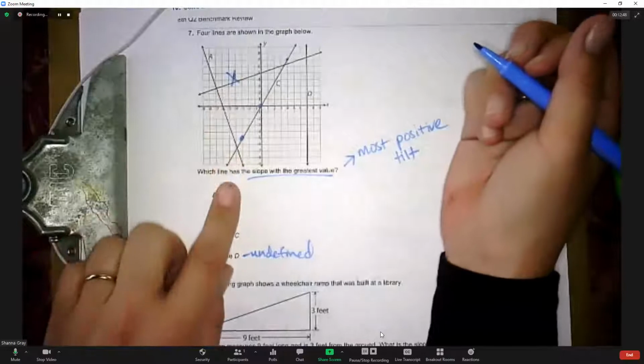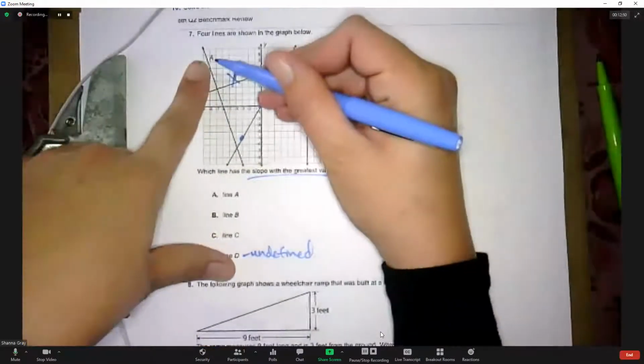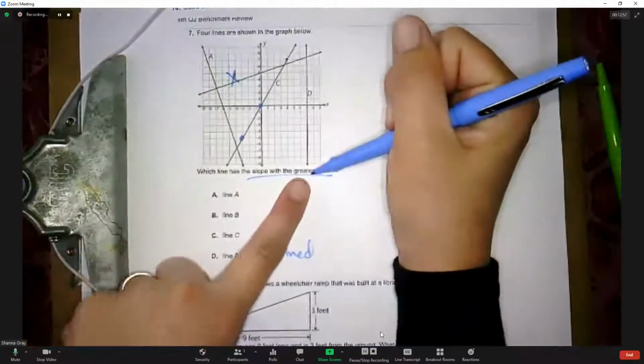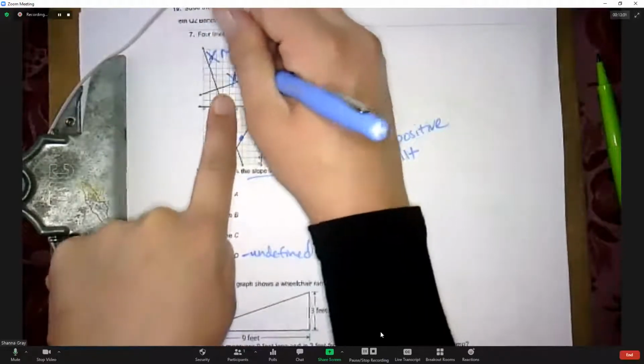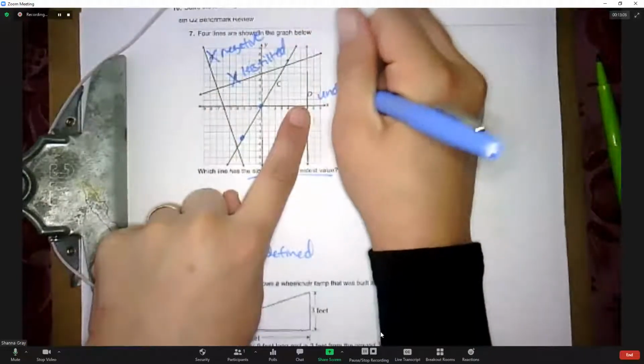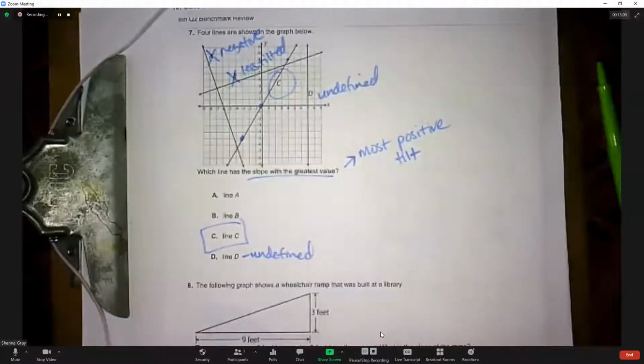And then I'm guessing that since A is negative, it's going to be less. They're not asking for the absolute values. So I'd say A, no, because it's a negative slope. B is less tilted, and D is undefined, which means that it would have to be C. It has the most positive tilt.